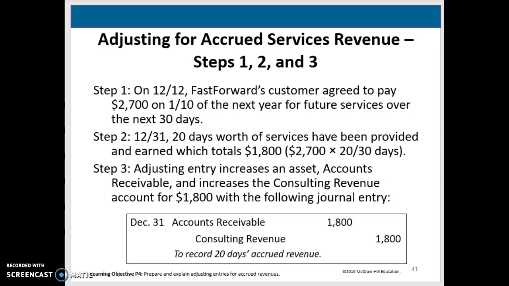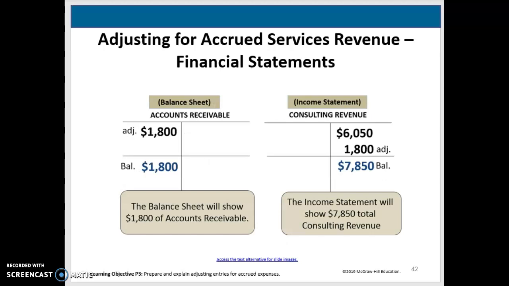Again, they're not paying us for it yet, so we're going to set up a receivable. So we're going to debit accounts receivable for 1,800 and credit consulting revenue, and this will recognize the revenue that we have now earned. So we have the T accounts that we show here. Our balance sheet's now going to show 1,800 that increased in accounts receivable, and our revenue increased by 1,800, bringing that revenue balance to 7,850.